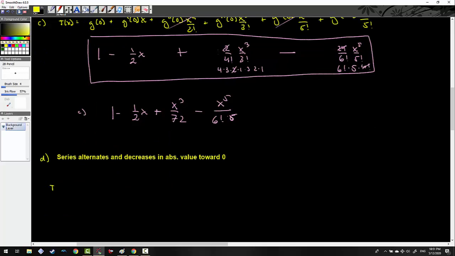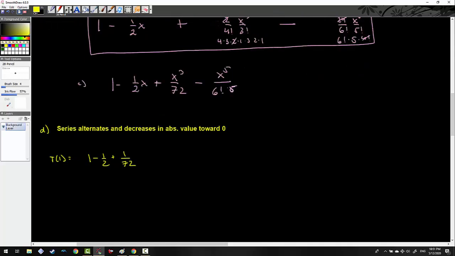So T of 1 is going to be 1 minus 1/2 plus 1 over 72. Now from here, if I simplify that all the way, I'm going to get a common denominator. So 72 over 72 minus 36 over 72 plus 1 over 72. So that's going to be 37 over 72. And this is my estimation, right? Remember, this is my finite estimation here, my guess. Now, of course, my guess will have a degree of wrongness. We have to find out what that wrongness is.